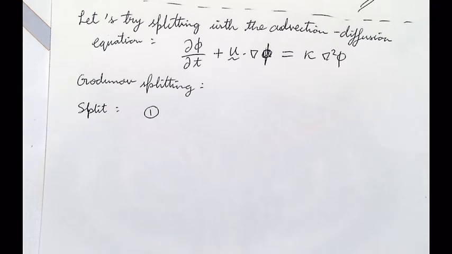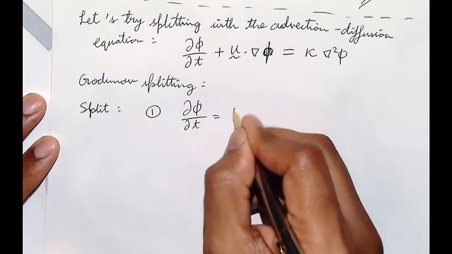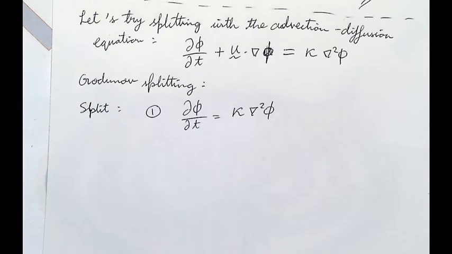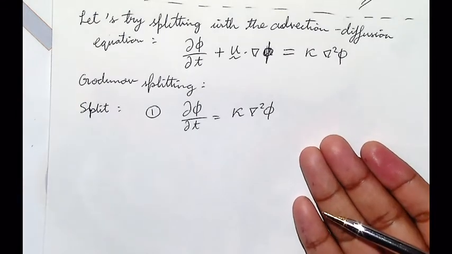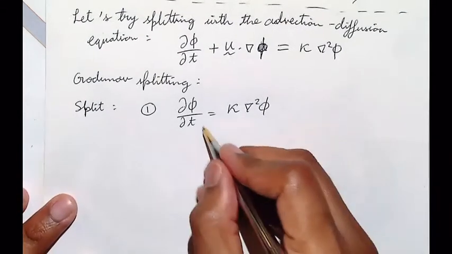If we take diffusion first, it should be ∂φ/∂t equals kappa... That's fine. All right, so you want to take diffusion first, so you would do it like this. Somebody else might say, no, I want to do advection first. Equally valid.